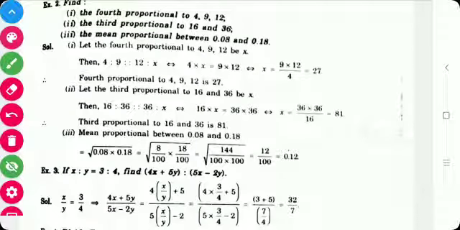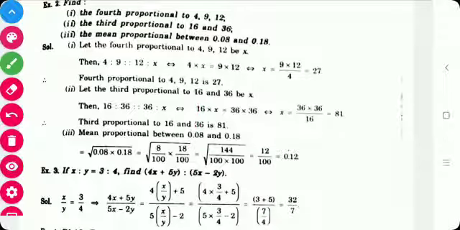Next is the mean proportional between 0.08 and 0.18. The mean proportional is the square root of 0.08 times 0.18. So we write it as 8 upon 100 and 18 upon 100. 18 into 8 is 144, and 100 into 100. 144 is the square of 12. So the answer is 12 upon 100, which means 0.12. So the mean proportional between 0.08 and 0.18 is 0.12.